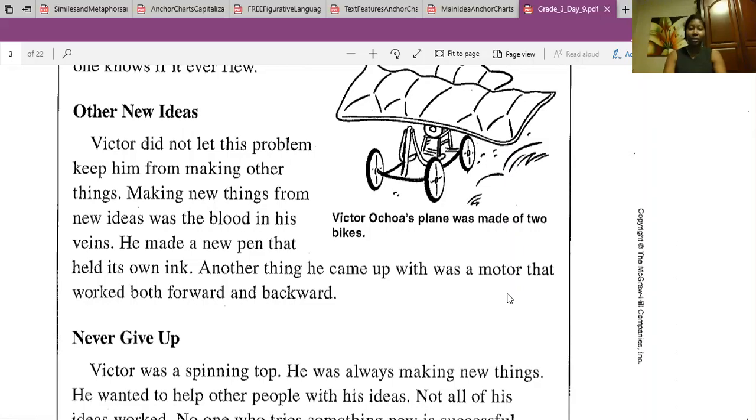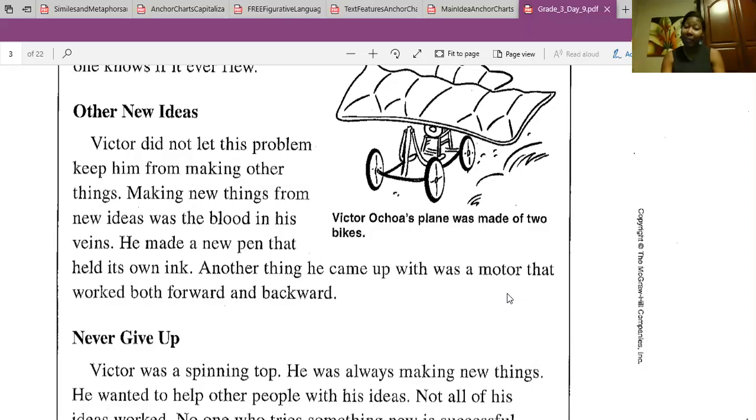Other new ideas. Victor did not let this problem keep him from making other things. Making new things from new ideas was the blood in his veins. That sounds like another example of figurative language.